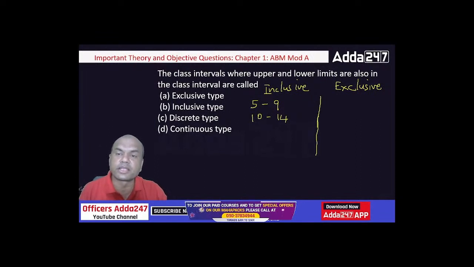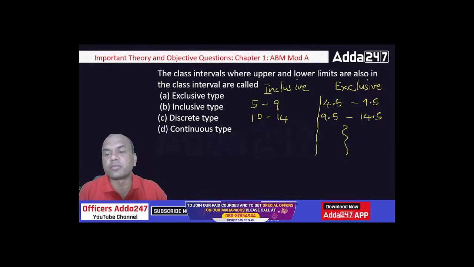Then what is exclusive? Exclusive means you convert this 5 by taking 0.5 off on the left side, making it 4.5, and on the right side 9.5. Take 0.5 on both sides. Similarly here, 9.5 to 14.5, and so on. What does it mean? This 9.5 is not included in the first class. Suppose I get the number 9.5, I won't include it in the upper class; I'll include it in the lower class. This is known as exclusive.